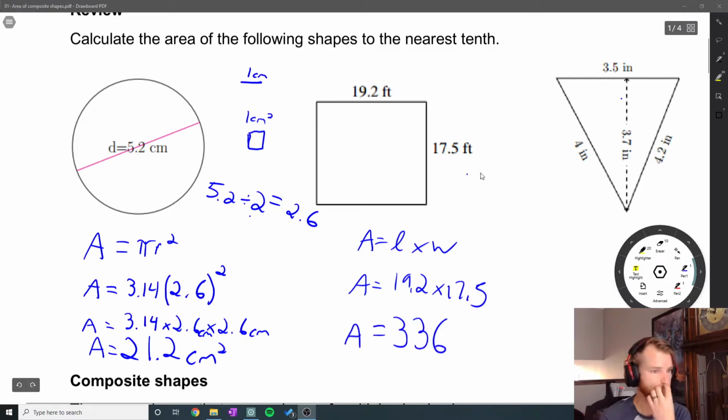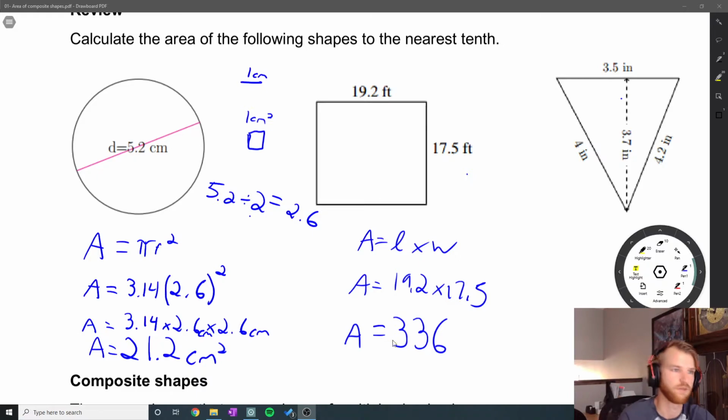And so we get the area is equal to 336. Okay, but now we need our units. 336 what? If we're talking about inches squared compared to feet squared, or centimeters squared compared to kilometers squared, there's really big differences there, right? So in this case, we were talking about feet.